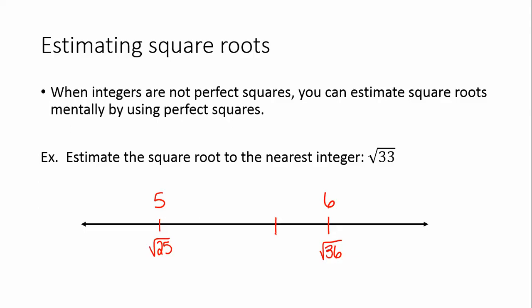So the square root of 33 falls somewhere between the square root of 25 and the square root of 36. Because it's closest to the square root of 36, notice it's 3 away versus 8, then if we're estimating it to the nearest integer, we would say that the square root of 33 is about 6. Okay, it's not exactly 6, so make sure you're not using an equal sign, but it's about or close to 6.